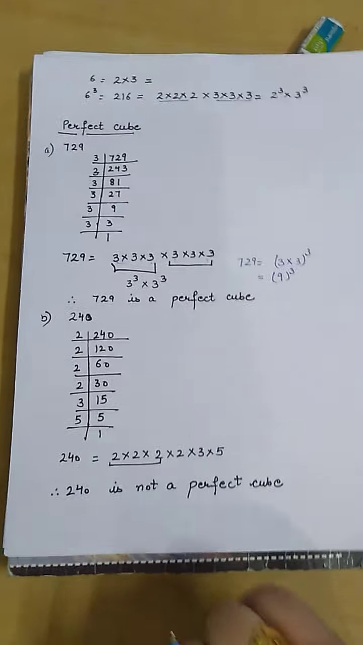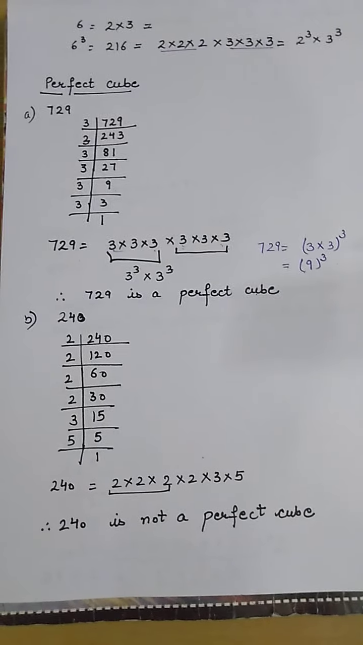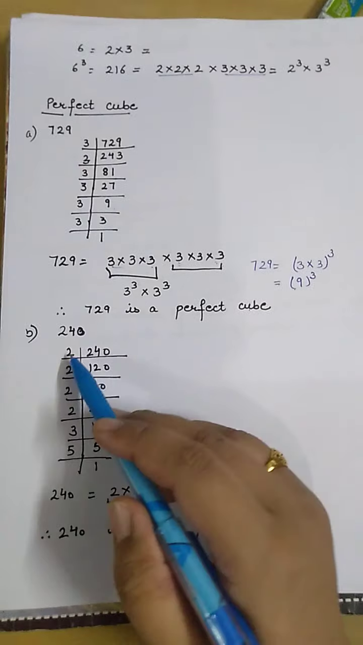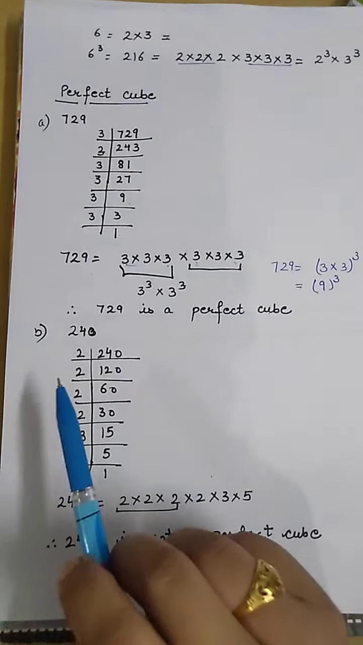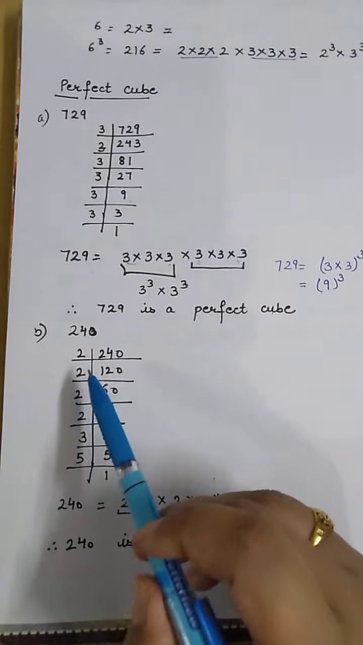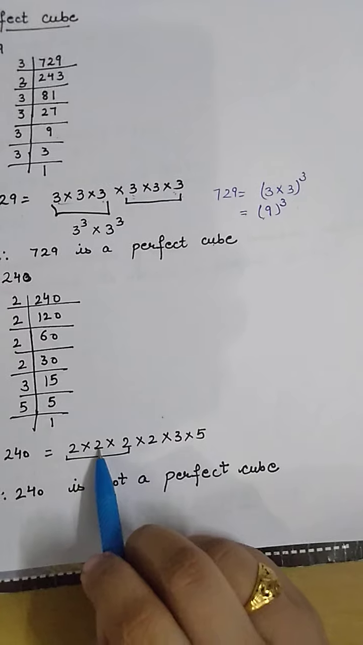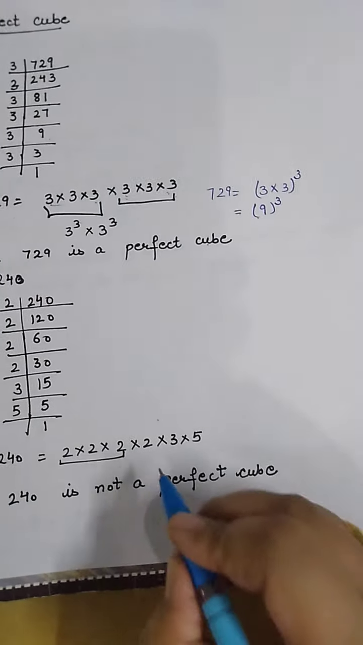facing a problem. Now I need to check whether 240 is a perfect cube or not. So here I am checking whether it is a perfect cube or not. So it will go on 2 table. Similarly, we will do the prime factorization. 120 will come here. After doing the prime factorization, see here what I have got. 1 2 3 4 2's, 1 3 and 1 5.